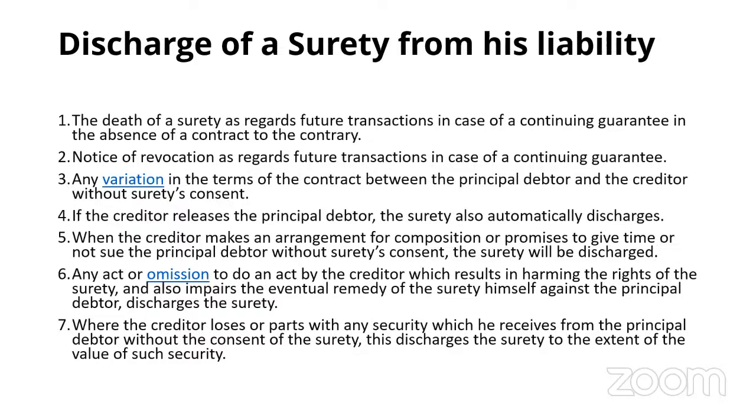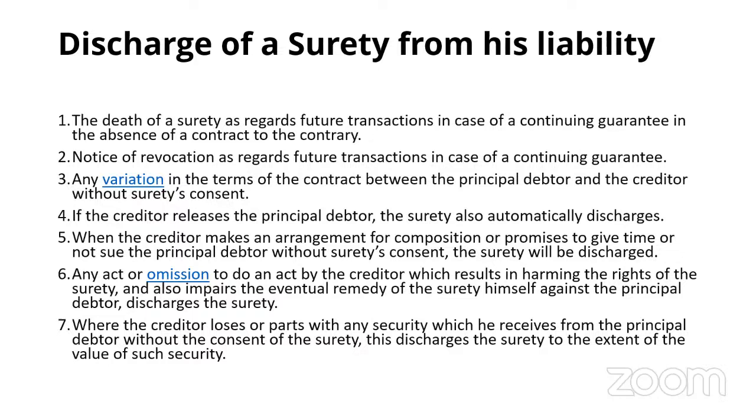Next one is in case of continuing guarantee. We just now discussed continuing guarantee. The moment the surety gives a notice of revocation, the surety says, I'm no longer liable, I'm no longer responsible, I'm no longer guaranteeing these transactions, then the surety is discharged from his liability.